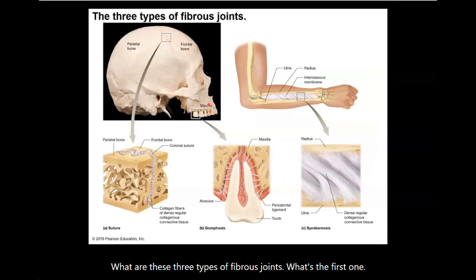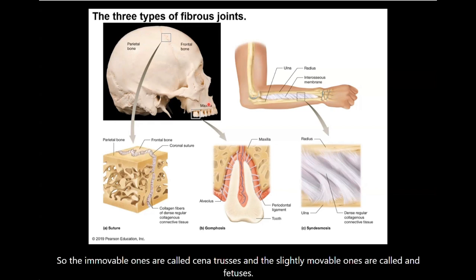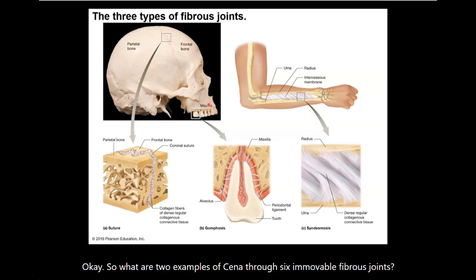If you look at the fibrous joints, we have 3 types of fibrous joints, okay? What are these 3 types? What's the first one? So we have fibrous joints that are immovable. They don't move at all, but they're a joint. They connect things together. And we have slightly movable. The immovable ones are called synarthrosis, and the slightly movable ones are called amphiarthrosis, okay?